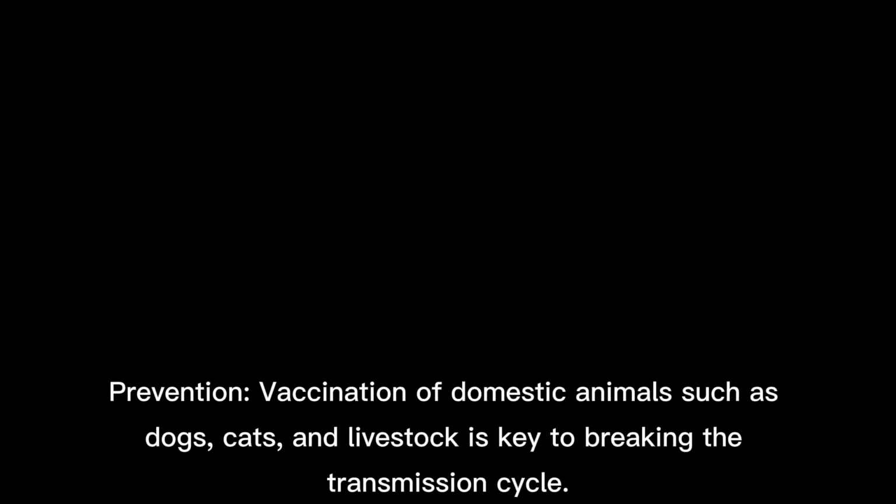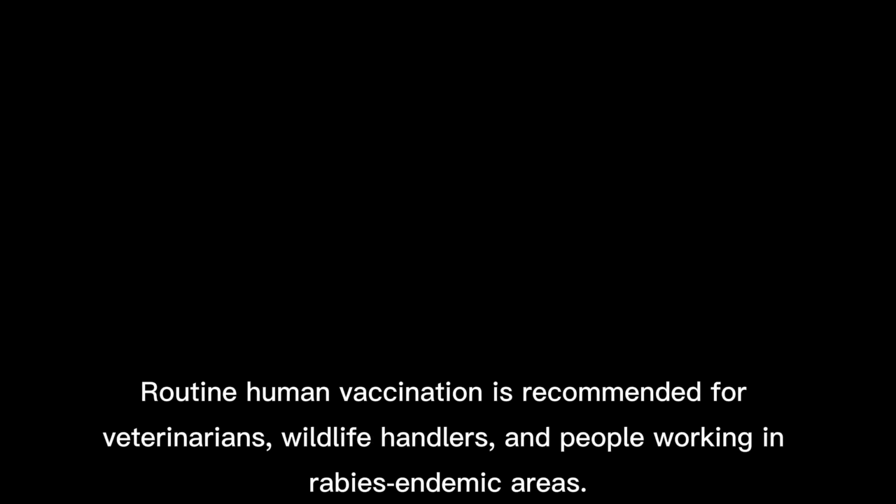Prevention: vaccination of domestic animals such as dogs, cats, and livestock is key to breaking the transmission cycle. Routine human vaccination is recommended for veterinarians, wildlife handlers, and people working in rabies-endemic areas.